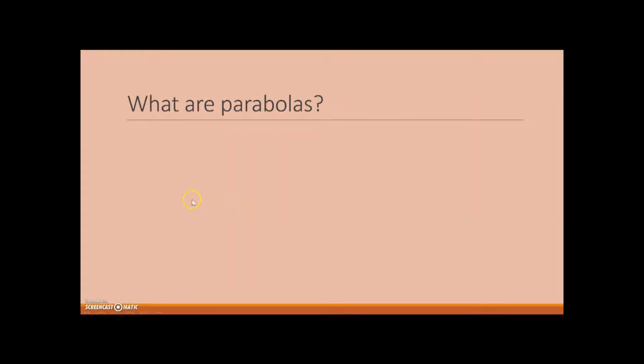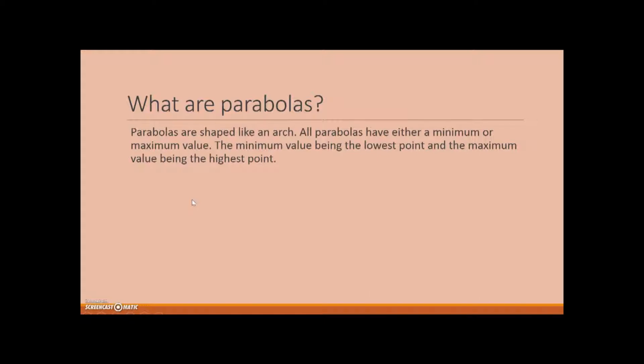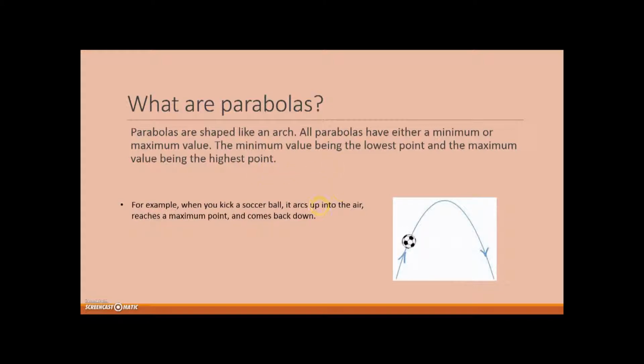What are parabolas? Parabolas are shaped like an arc. All parabolas have either a minimum or a maximum value. The minimum value being the lowest point and the maximum value being the highest point. A parabola cannot have both a minimum and a maximum value. It's just not possible. Okay, now here, for example, when you kick a soccer ball, it arcs up into the air, it reaches a maximum point, and then it'll come back down.